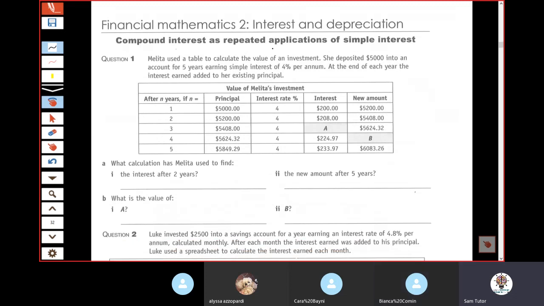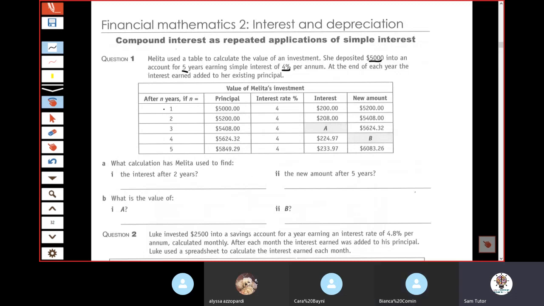Compound interest as repeated applications of simple interest. Okay. Let's look at this. Later used the table to calculate the value of an investment. She deposited $5,000 into an account for 5 years, earning simple interest of 4% per annum. At the end of each year, the interest earned is added to her existing principal. Yep, that kind of makes sense. So let's see how this is playing out.